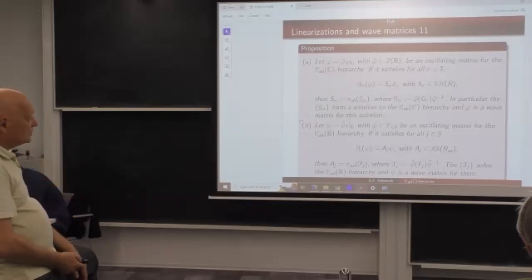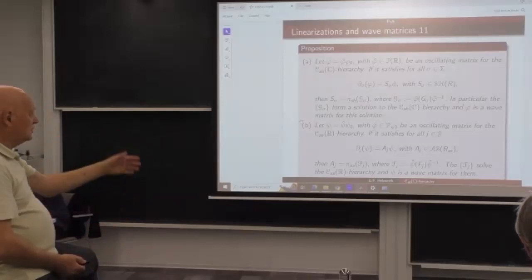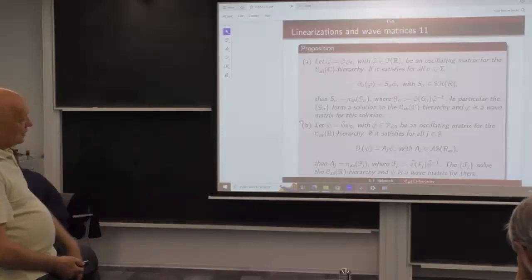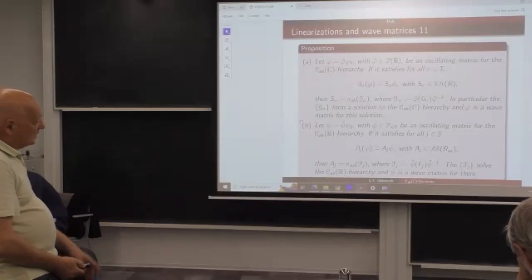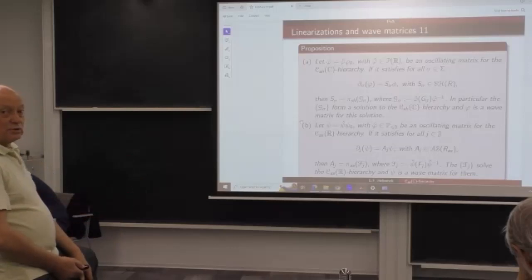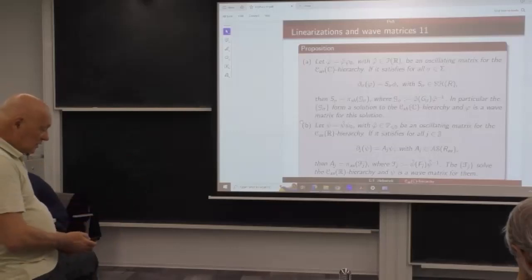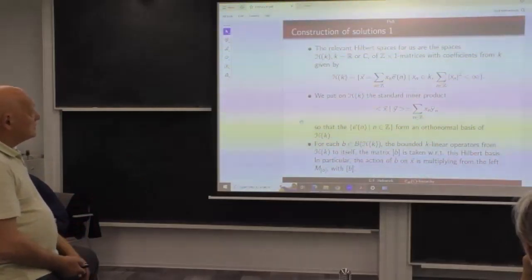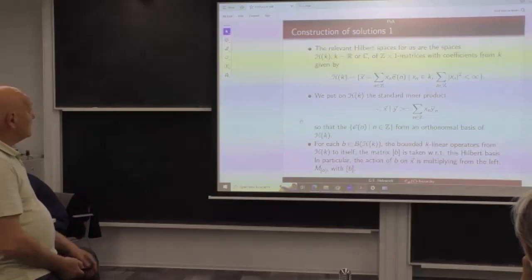And it's the same for the derivative with respect to partial J of a good oscillating matrix psi. If you can prove that this AJ is anti-symmetric, then you're ready. So that's what we will do later on. Now, I come to the construction.